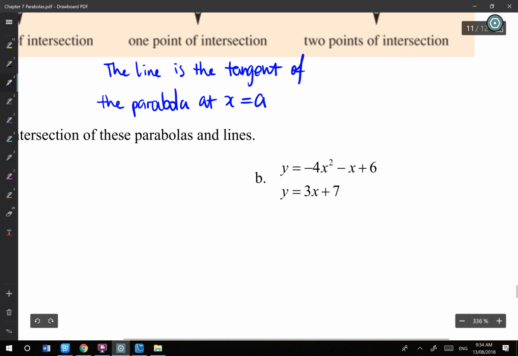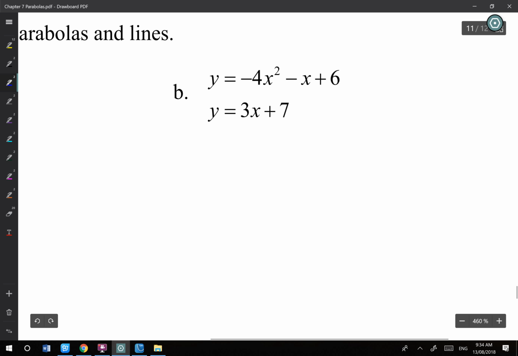Okay, let's think about this first. This is a parabola's equation, and this is a linear's equation. So we have 2 different equations. Now, to solve for the intersection, what do we need to do? If I give you 2 equations without sketching and I want to solve for the intersection, what do you need to do?